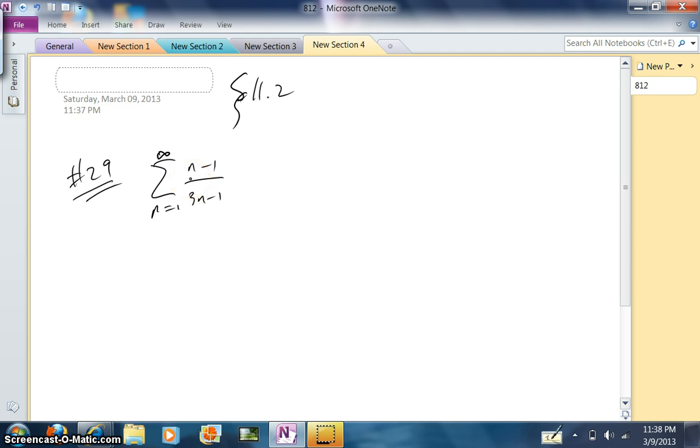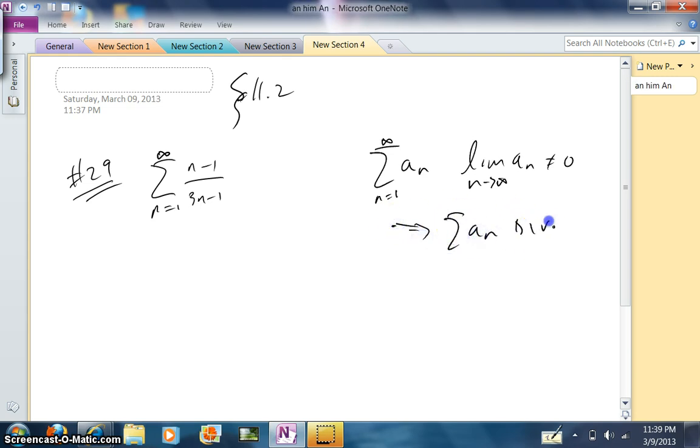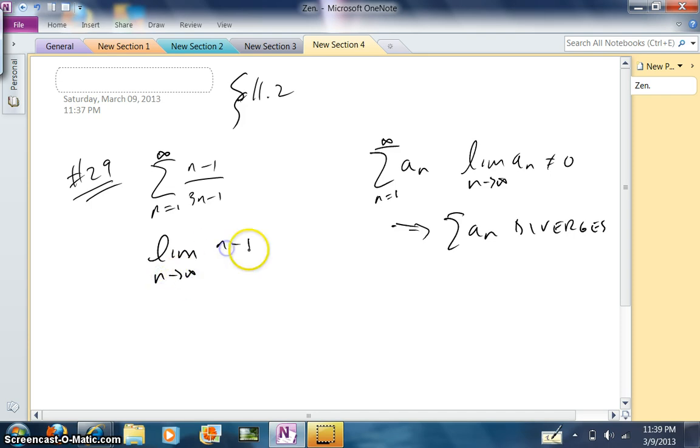So the idea is that if you have any old series with an there, if the limit of an is not equal to 0, then the series diverges. That's the divergence test. So we just immediately look at this and say, the limit of n minus 1 over 3n minus 1 is equal to 1/3. Why is it 1/3? Well, the powers are the same here, and so I just extract the coefficient in front of n, that's the 1, and the 3 in front of that n, that's 1/3.